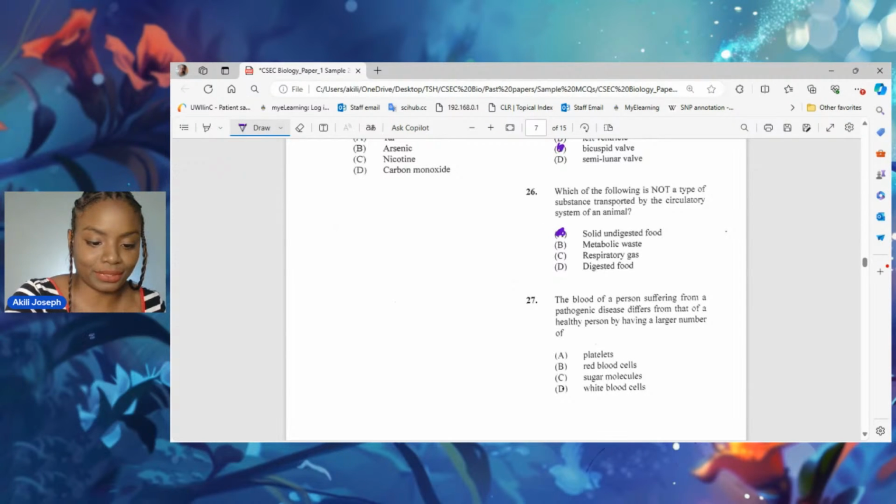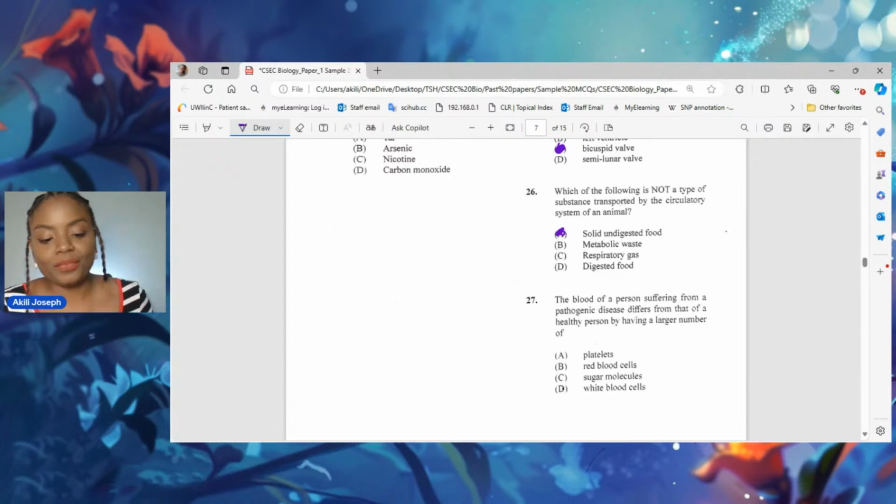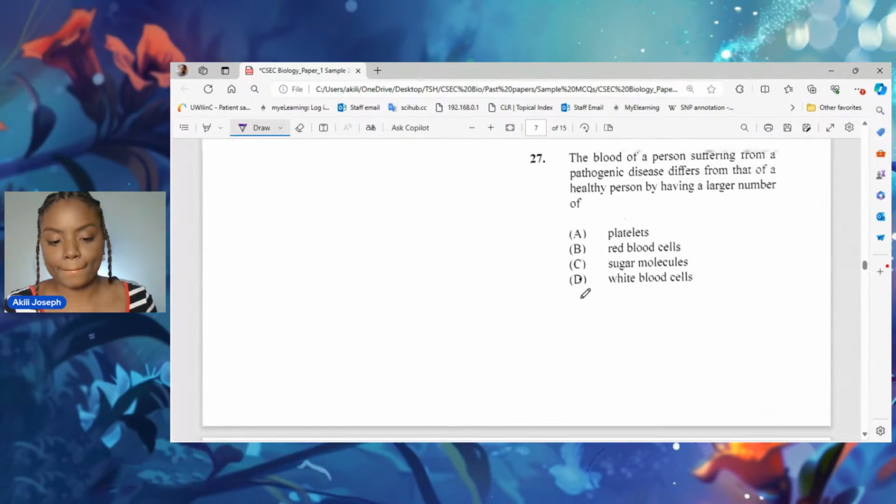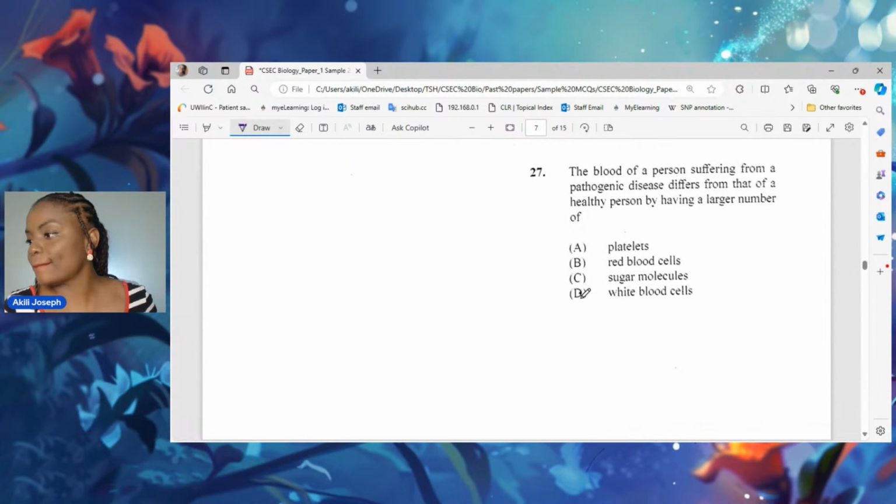I forgot to put in C over here, right? The blood of a person suffering from a pathogenic disease differs from that of a healthy person by having a large number of... zoom in a little... 27 is going to be D.